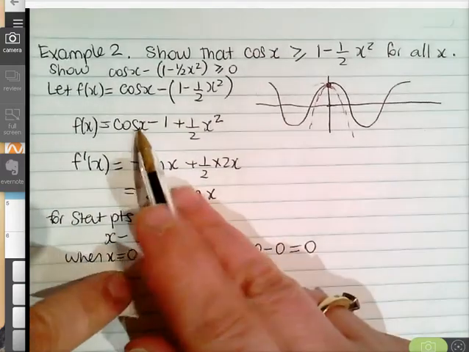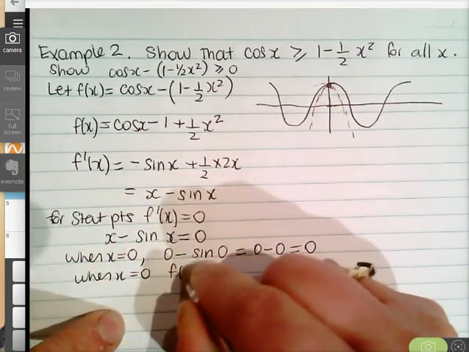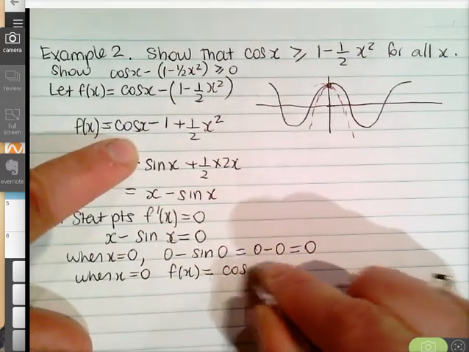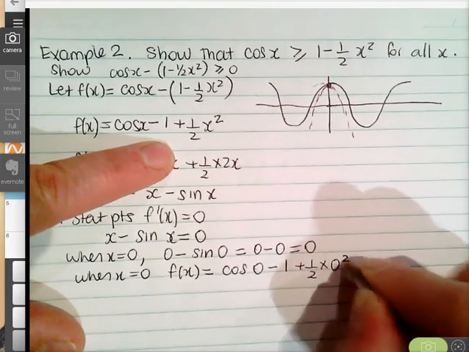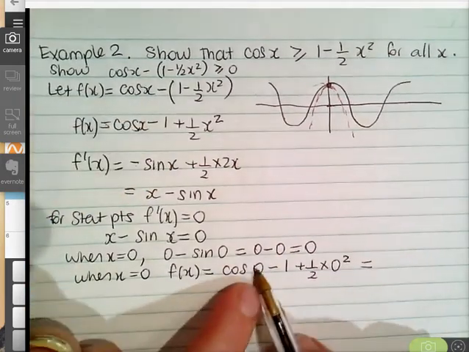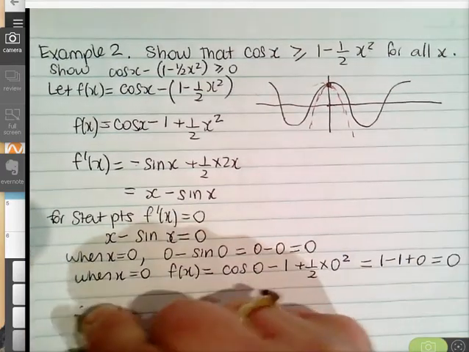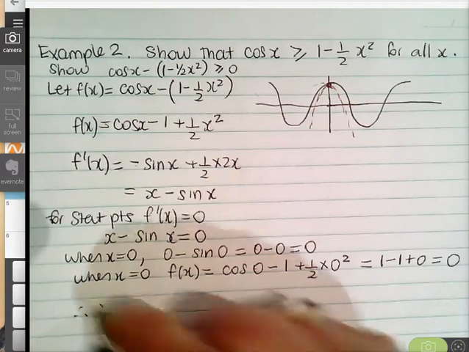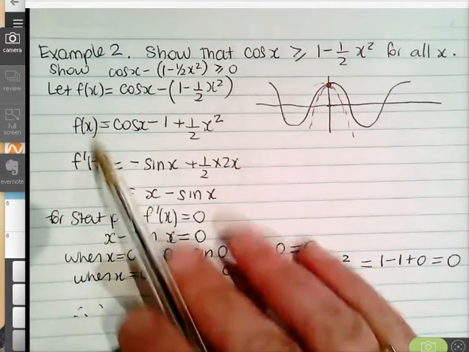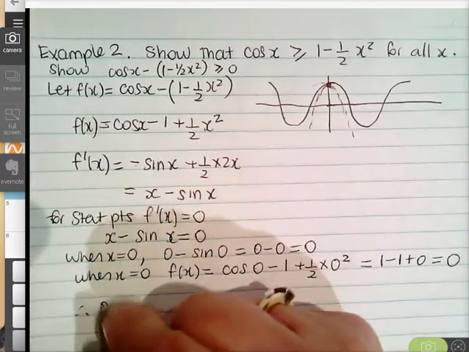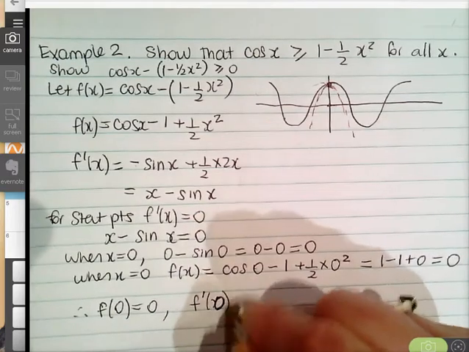Now let's just look at our value. So also, when x is 0, let's look at our function of x. Our function of x will be cos 0 minus 1 plus a half times 0 squared. So it will be cos of 0 is 1, minus 1 plus 0, which is 0. So therefore, we have our function of x equals 0 when x is 0. So function of 0 is 0. And we know that f dashed 0 is also 0.